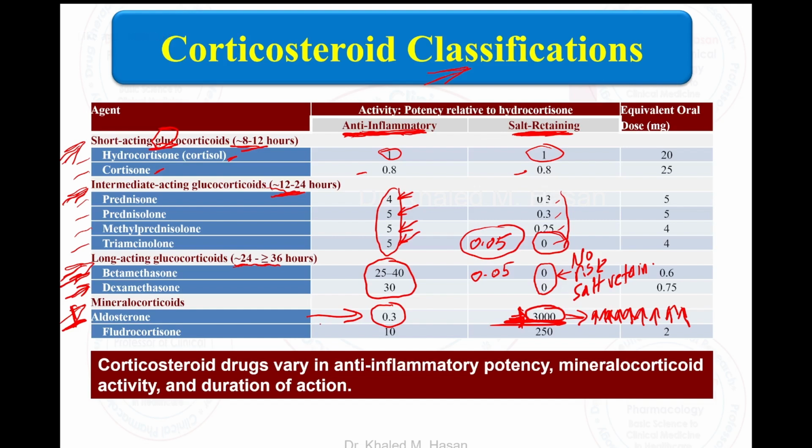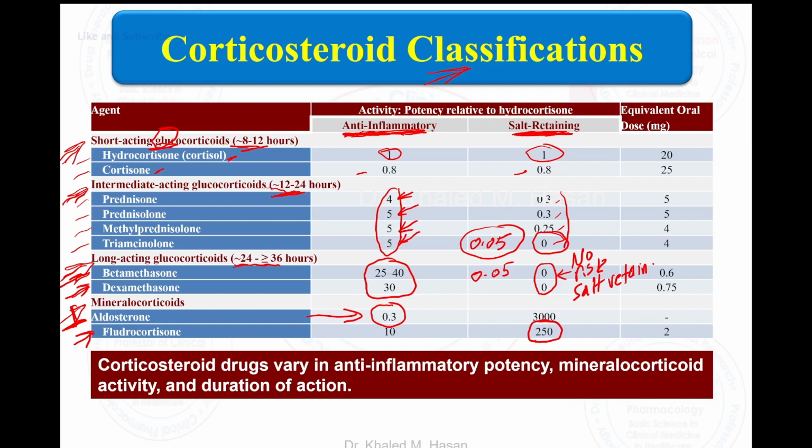Next we have the synthetic medication called fludrocortisone. Fludrocortisone is maybe 10 times more potent than cortisone as an anti-inflammatory. However, it is considered about 250 times more powerful than cortisone in salt retaining.